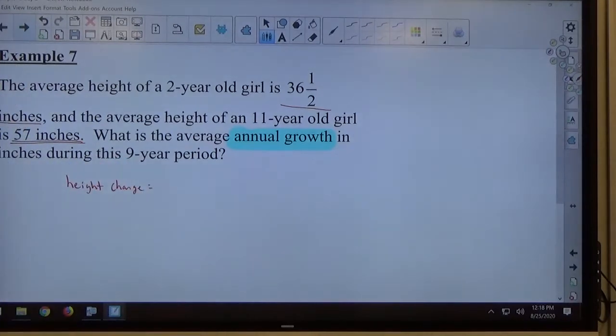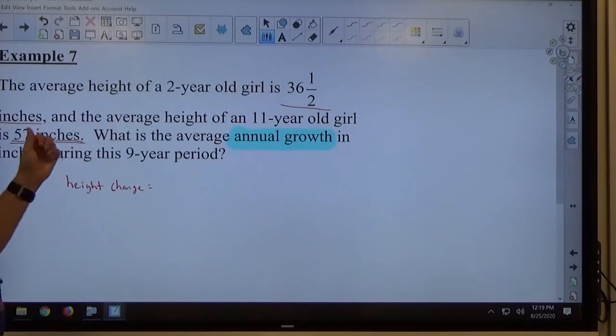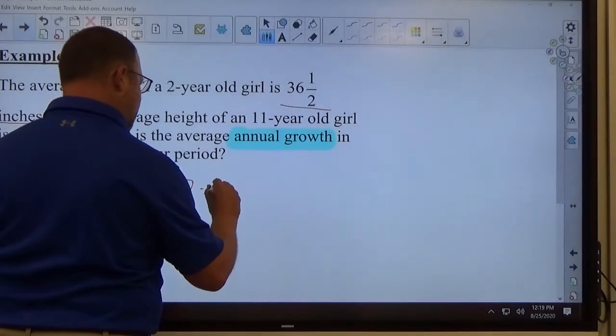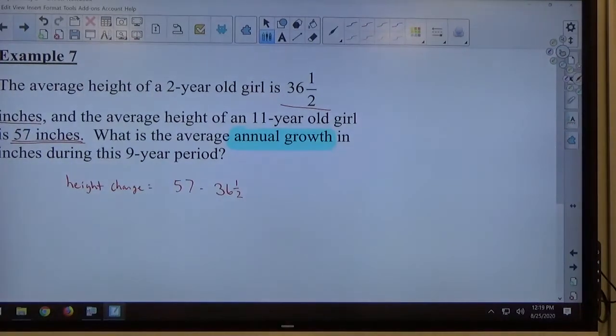to find change in things, typically we subtract. We want to know what it is versus what it was. We take what it is minus what it was. That's how much it changed, right? So it was 36.5 inches, now it's 57 inches, so we take the end result, 57 inches, subtract the beginning result, 36.5 inches. Now this does involve subtracting mixed numbers.